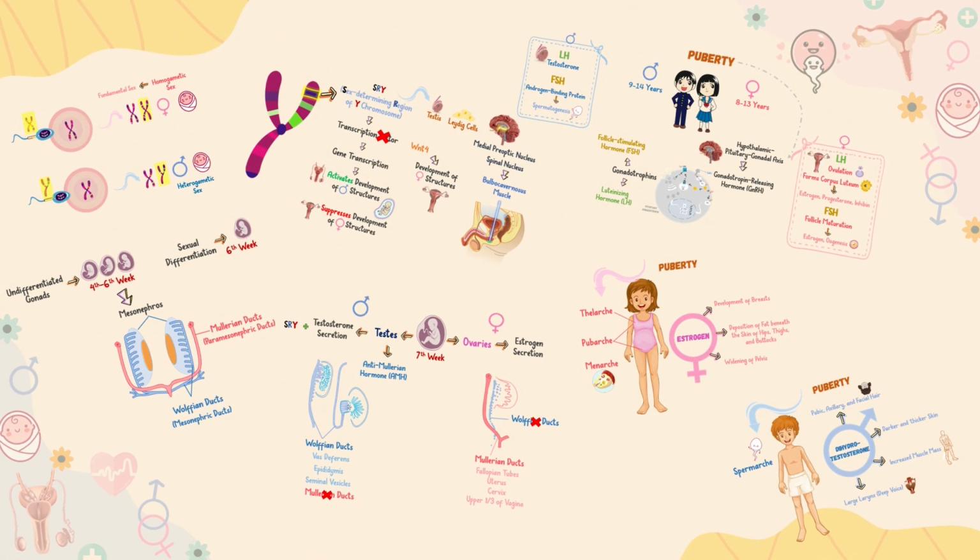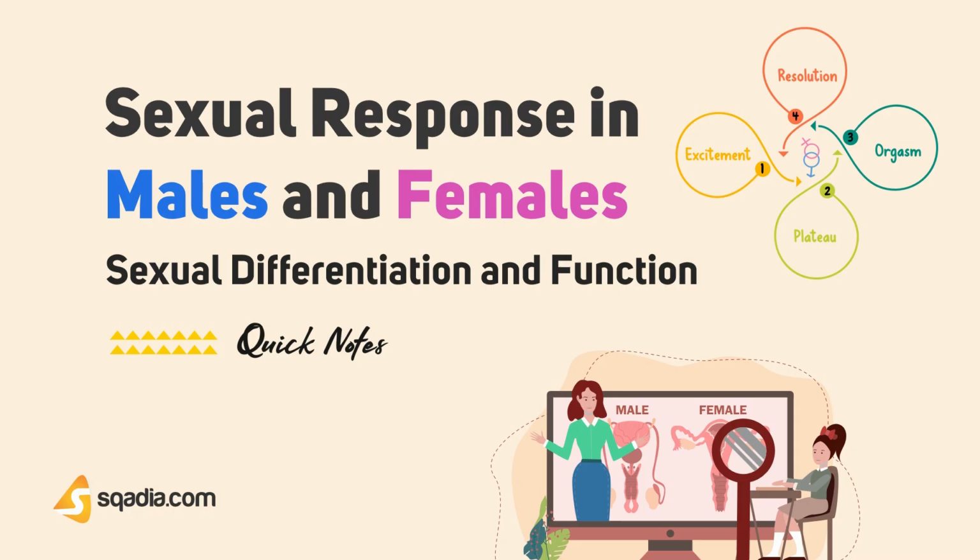So, by now, you are pretty much clear on how sexual differentiation takes place and what happens at the onset of puberty. Now, in the next section, we are going to have a look at the sexual response in both males and females. So, stick to the video till the end.